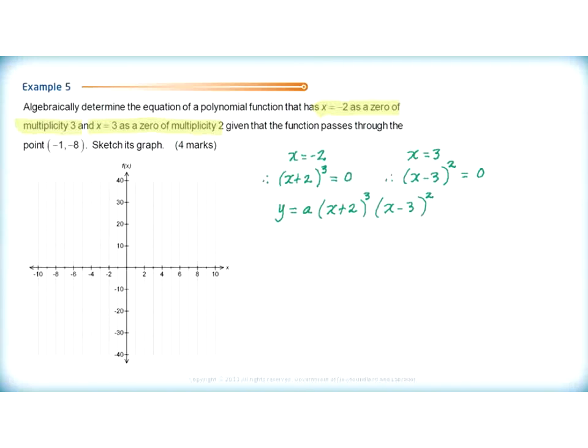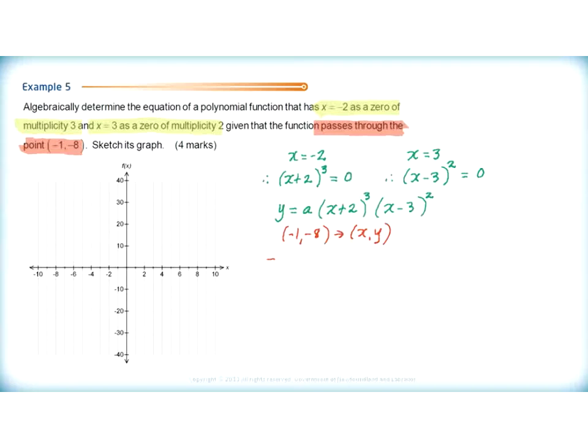We need to determine the value of a in order to determine the end behavior of the function. The other piece of key information that we are given is the fact that the function passes through the point (-1, -8). We can use the coordinates of this point, -1 and -8, to substitute in for x and y to enable us to determine the value of a.